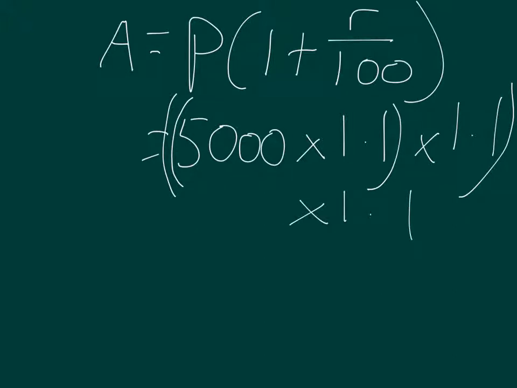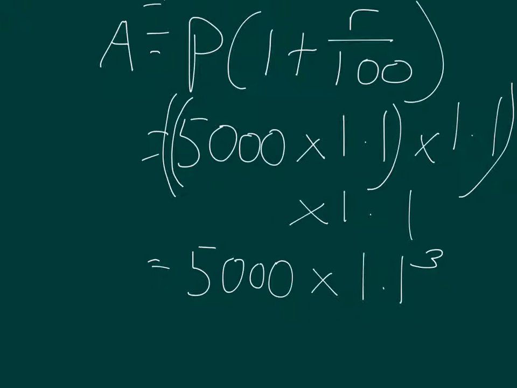it by 1.1. Now, because of the associative law of multiplication, I can put the brackets wherever I want. So I could rewrite this as 5,000 times 1.1 to the power of 3. If I wanted after 6 years, however, I could go 5,000 times 1.1 times 1.1 times 1.1 times 1.1 times 1.1 times 1.1, or I could notice that I'm increasing it by 10% 6 times. So it will be 5,000 times 1.1 to the power of 6.